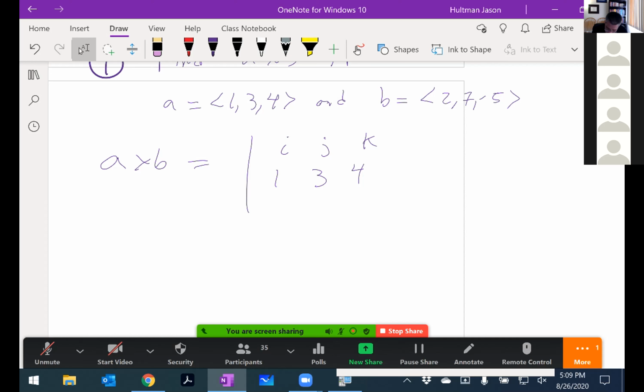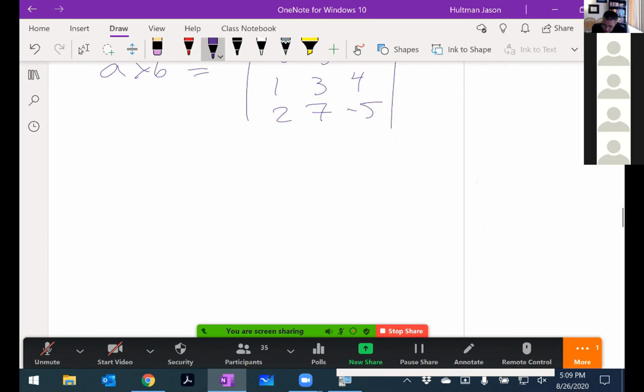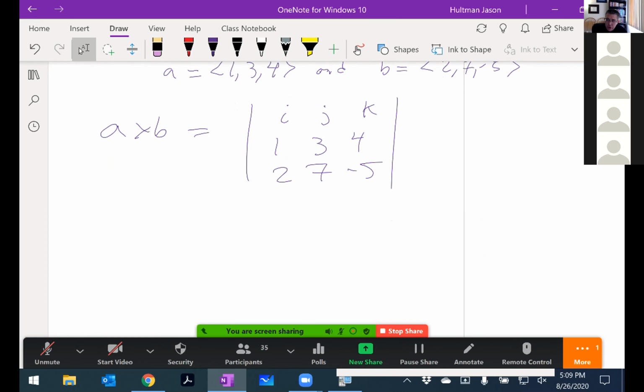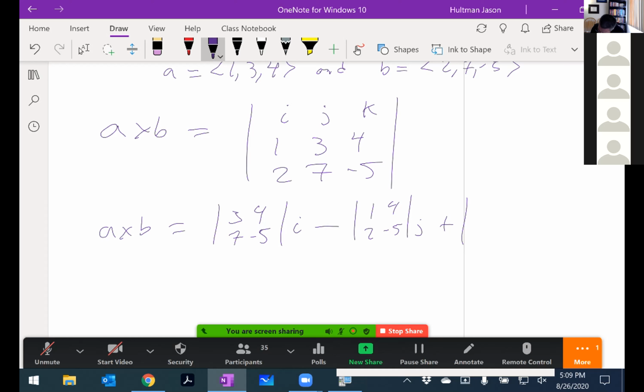Anyway, okay, 2, 7, and -5. Okay, let's find the determinant of this matrix. A cross B is equal to the determinant of 3, 4, 7, -5, I, minus the determinant of 1, 4, 2, -5, J, plus the determinant of 1, 3, 2, 7, K.